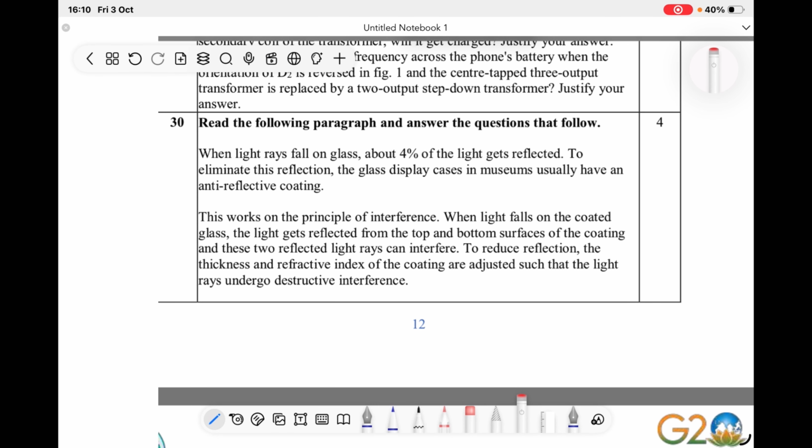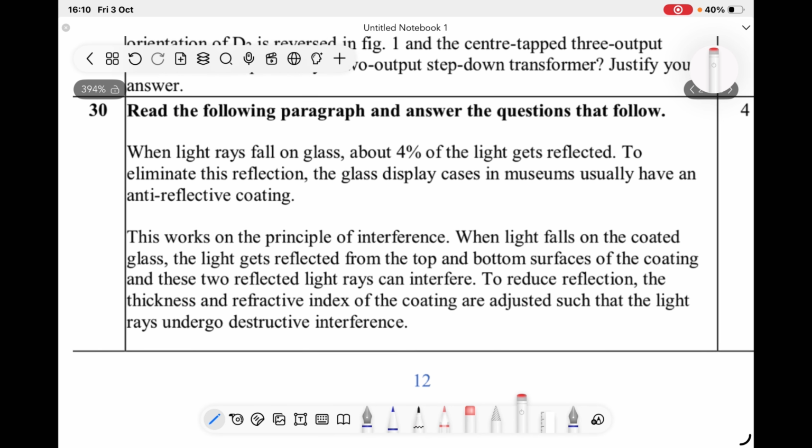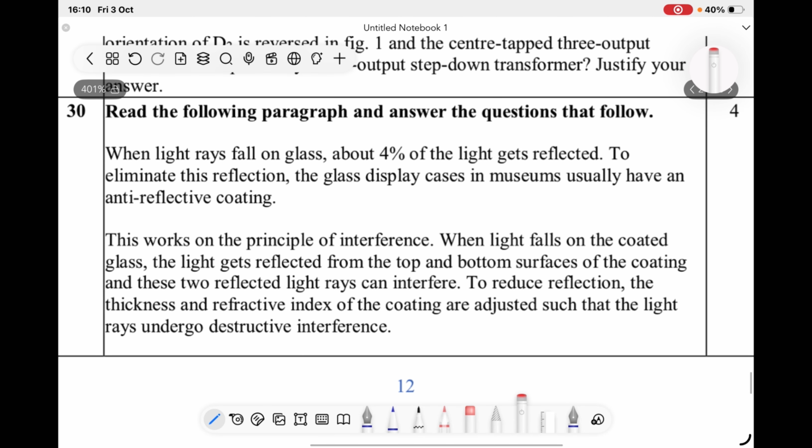Let us see question number 30. Question number 29 was also a case-based question, but that belonged to the chapter semiconductor, which we haven't done so far. So let's see this. When light rays fall on glass, about 4% of the light gets reflected. To eliminate this reflection, the glass display cases in museums usually have an anti-reflective coating. This works on the principle of interference, so you can learn the application of interference from here: the concept of interference is used in providing anti-reflective coating to reduce reflection.